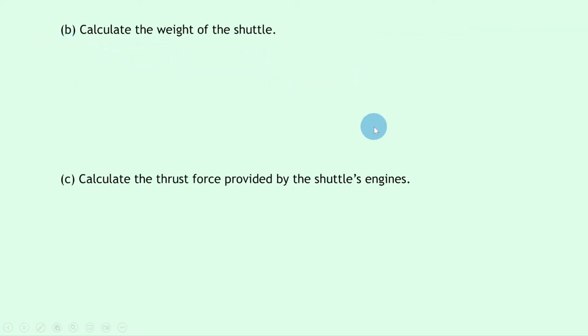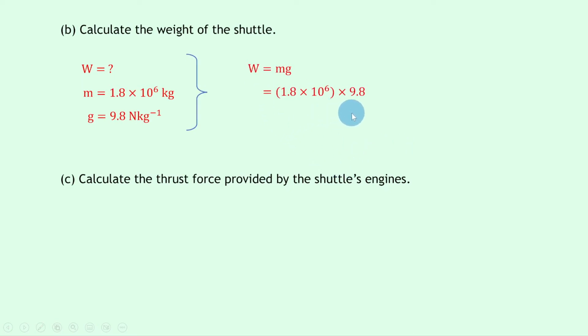Well, writing down what we know from the question, we're trying to find the weight W. We know the mass M is 1.8 times 10 to the 6 kilograms from the question, and the gravitational field strength G on Earth is 9.8 newtons per kilogram from the datasheet. So writing down our equation, we have W equals mg. Substituting in the numbers gives 1.8 times 10 to the 6 times 9.8, and if you put that into your calculator, you should get an answer of 1.76 times 10 to the 7 newtons.